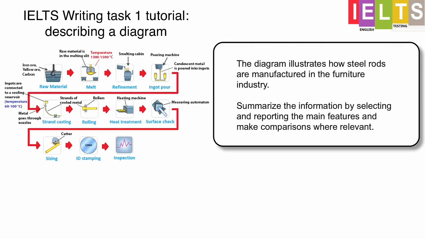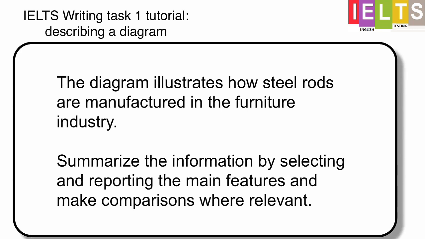And here's how a writing task 1 question with a diagram may look. You've got a question card that gives you some basic information about your diagram, and you've got the diagram, which you should describe in your own words. Let's take a closer look at our question card. It says, the diagram illustrates how steel rods are manufactured in the furniture industry. Summarize the information by selecting and reporting the main features and make comparisons where relevant.